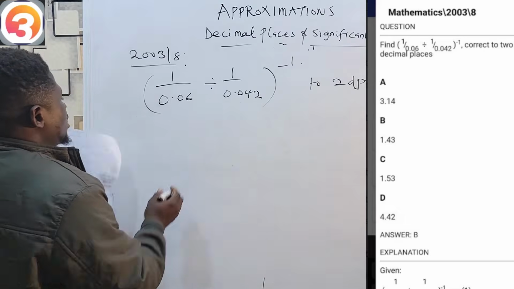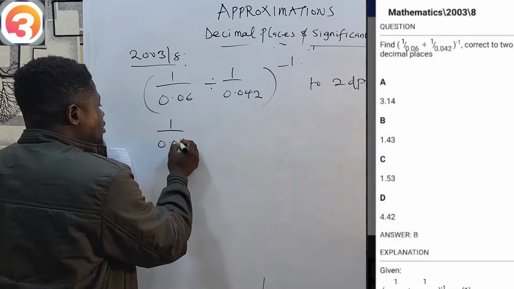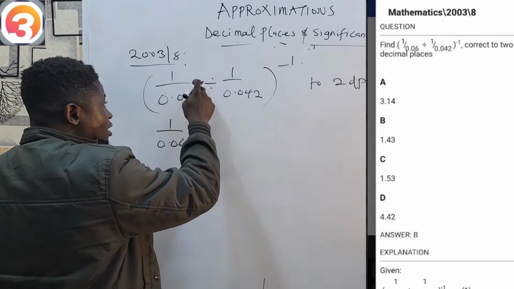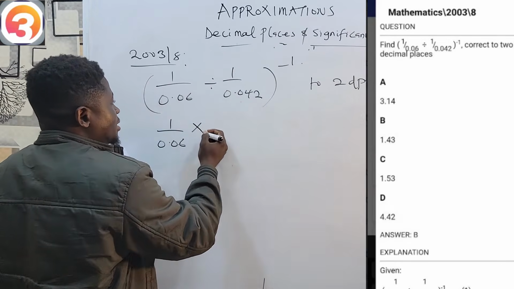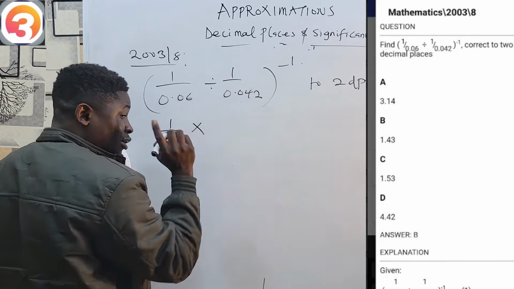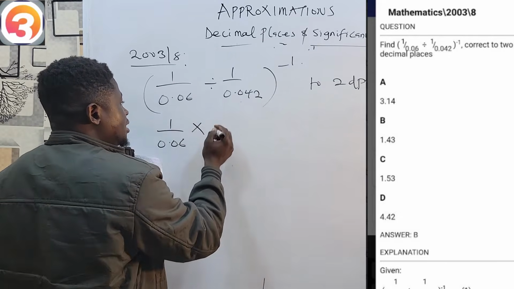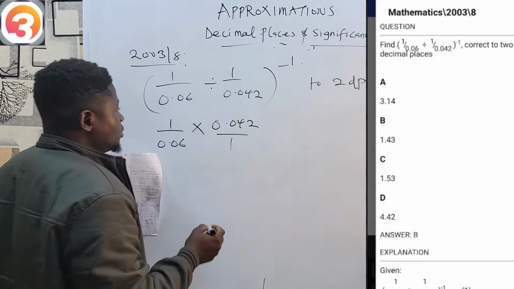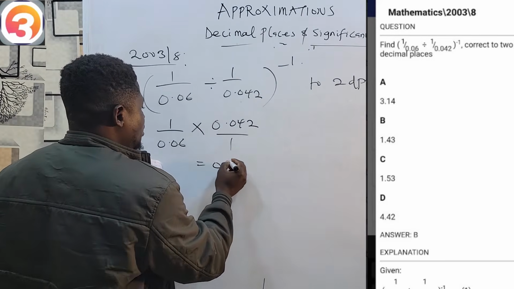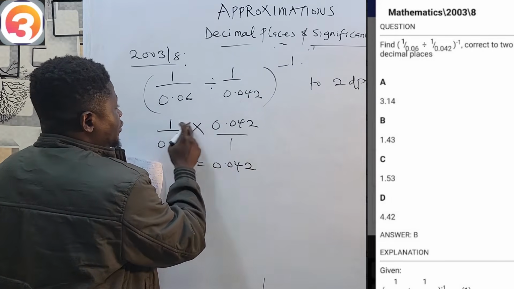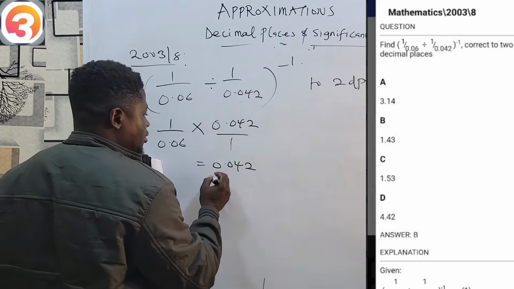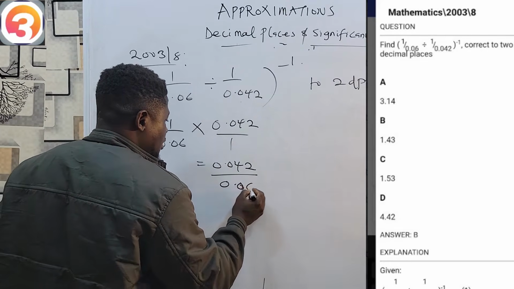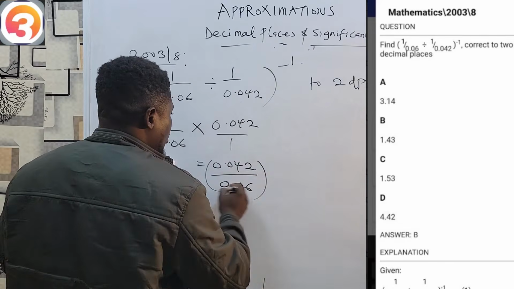Let's do it. I'm going to have 1 over 0.06. You cannot do this operation like this. You have to change this division to multiplication, and then you will reverse this one. You already understand how to do division, isn't it? So I'm going to have 0.042 over 1. So our answer now is 0.042 times 1, which is 0.042, divided by 0.06 times 1, which is 0.06, all raised to minus 1.